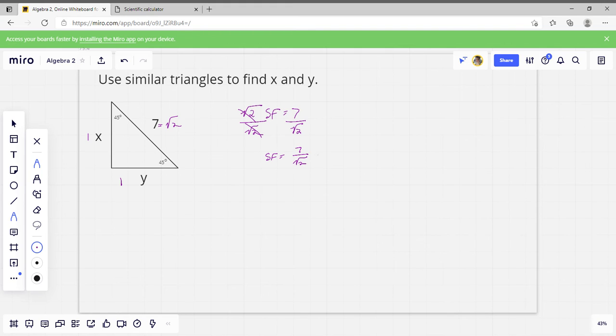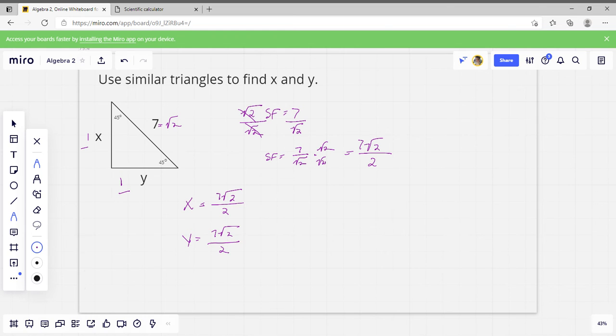And we can rationalize that denominator by multiplying both of these times square root of 2. And we get 7 times the square root of 2 over 2. Alright. And if this is a 1 and this is a 1, that means x equals 1 times 7 times square root of 2 over 2. So we'd have 7 times square root of 2 over 2. And y is going to equal the same thing.